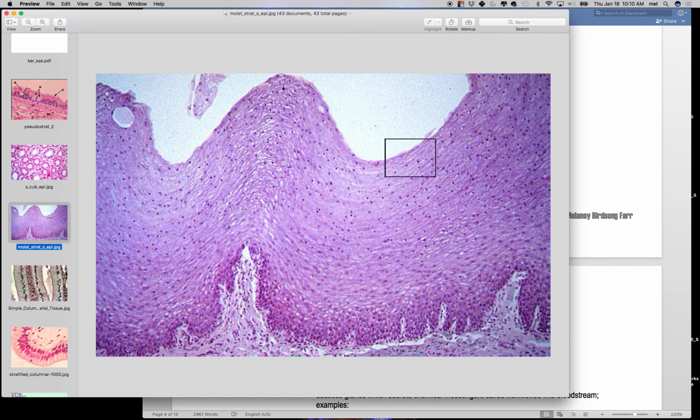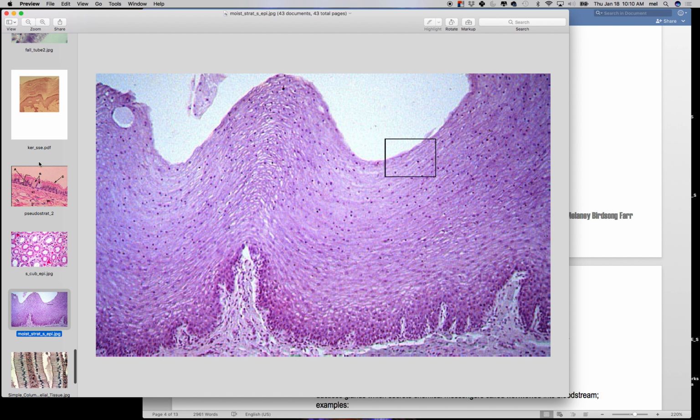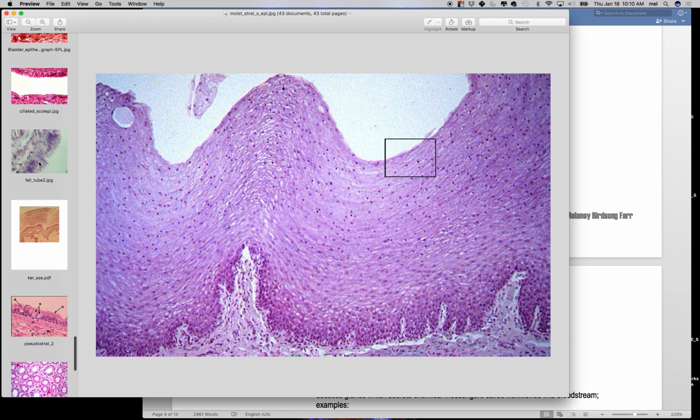Lining the mouth. That's good. Lining the vagina. You got it. Name a specific body location for this tissue.